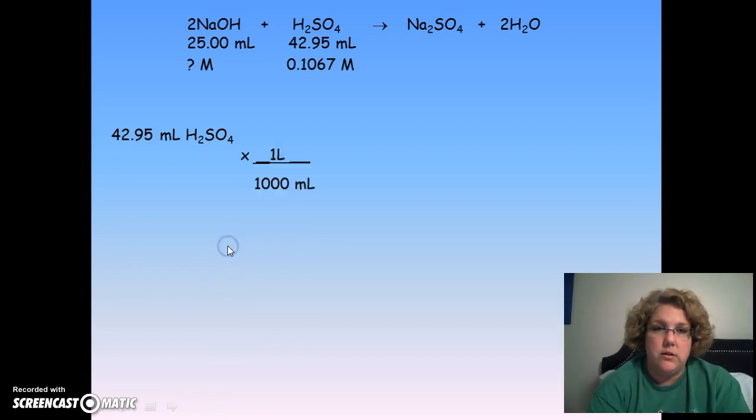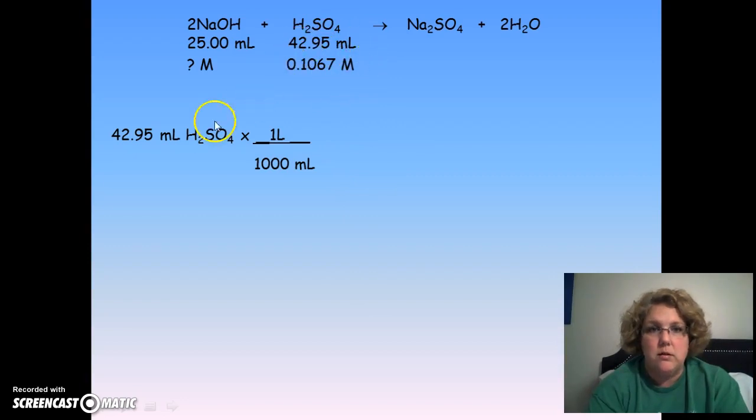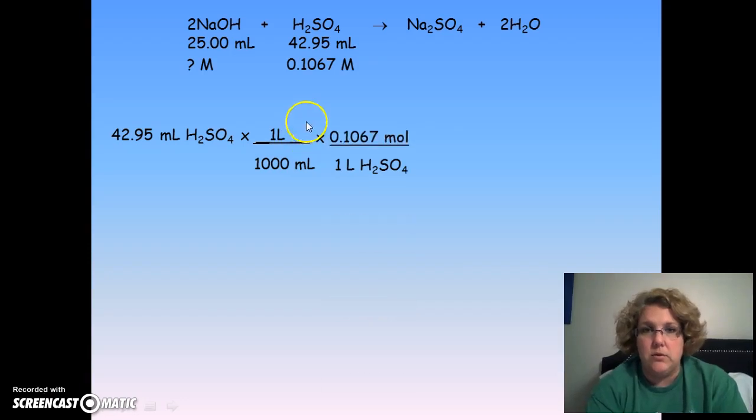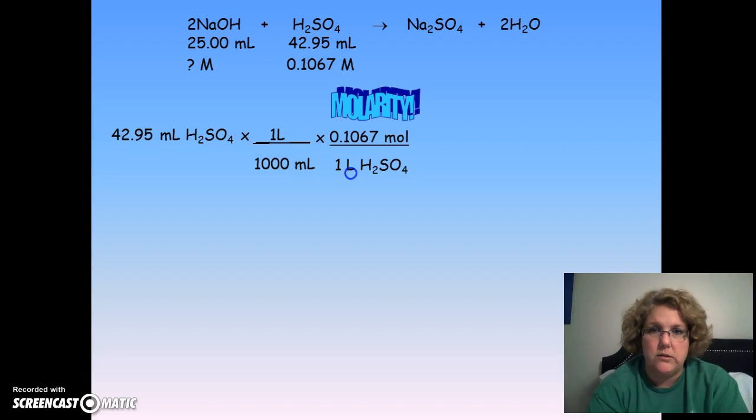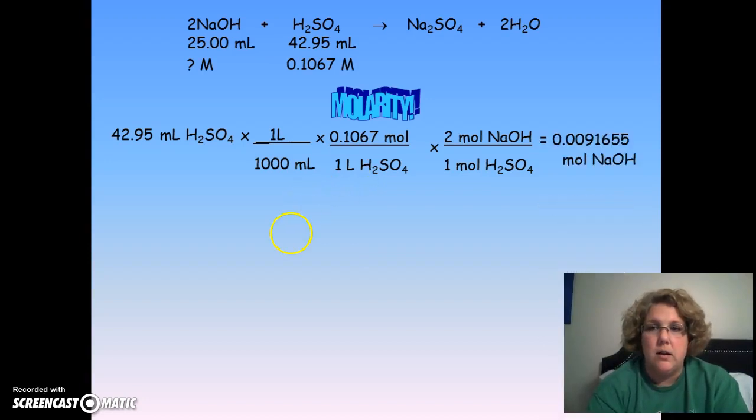Okay, so we have to start out with the volume of the acid. All right, milliliters are no good though. I have to convert it to liters. And then now I want to get to moles so I can do a mole ratio. Well, this tells me how many moles there are per liter. So I go milliliters to liters. Now I'm going to convert liters to moles using the fact that there's 0.1067 moles per every 1 liter of sulfuric. Okay, so I'm just using molarity as a conversion factor. Then I have to do a mole ratio to get over to the base. 1 mole of acid reacts with 2 moles of base. Okay, and I'm going to stop here and get moles of base and then solve for molarity.